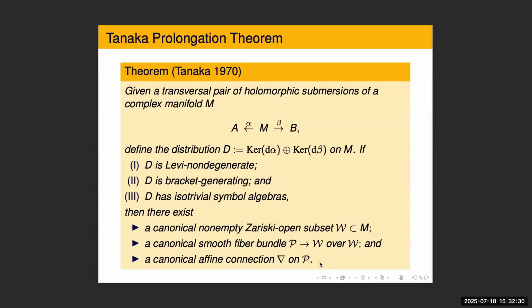So this statement looks very similar to our theorem 2, but of course the conditions are somewhat not exactly the same as our situation. But this is a general result in differential geometry. Whenever we have two fibrations, transversal fibration, there is a way to construct some affine connection, as long as this distribution has these three properties. So that is Tanaka prolongation theory.